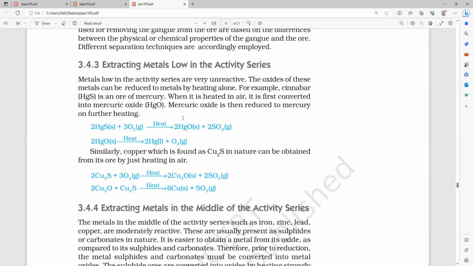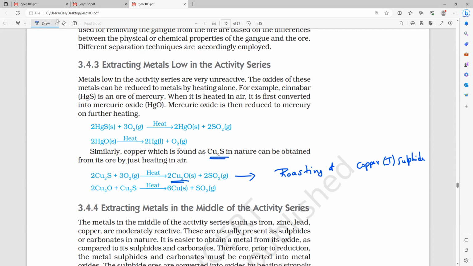So copper, which is found as Cu2S in nature, can be obtained from its ore by just heating in air. That is the first equation. What do we call this first equation? Roasting. Okay. So roasting of copper 1 sulfide. That copper 1 sulfide we call Cu2S. Please note it. Clear everyone?